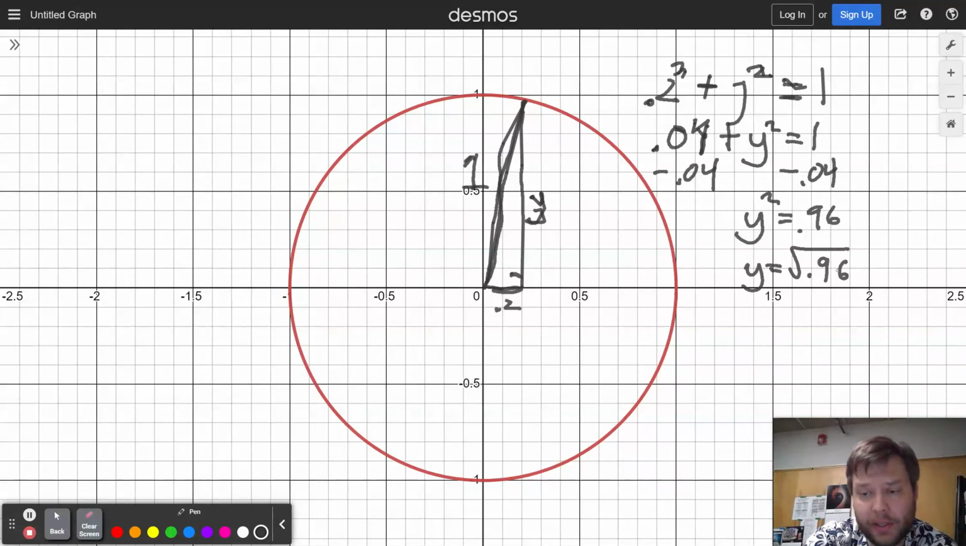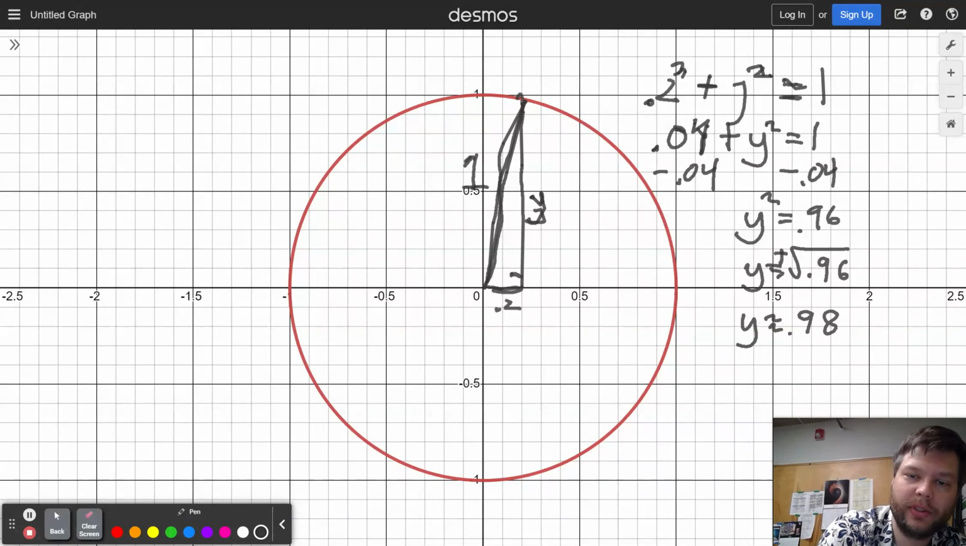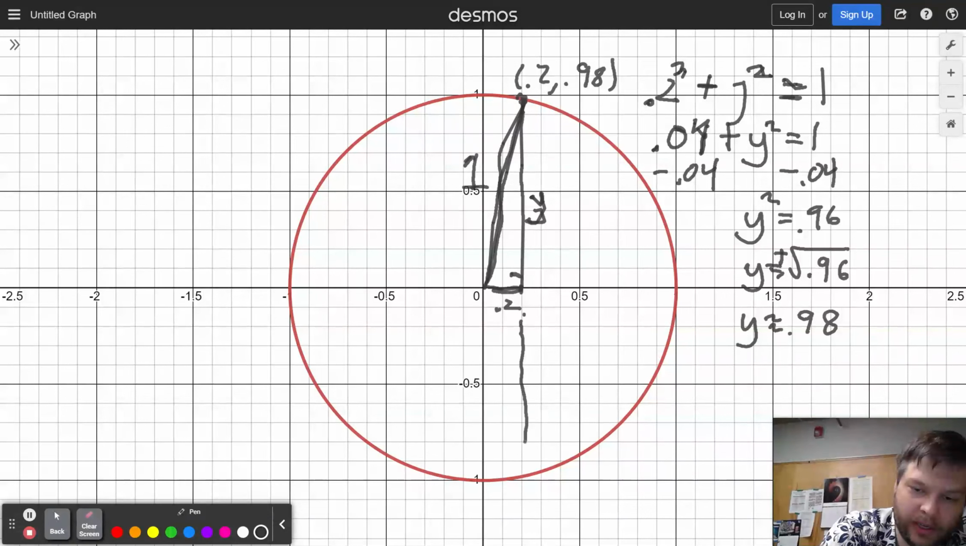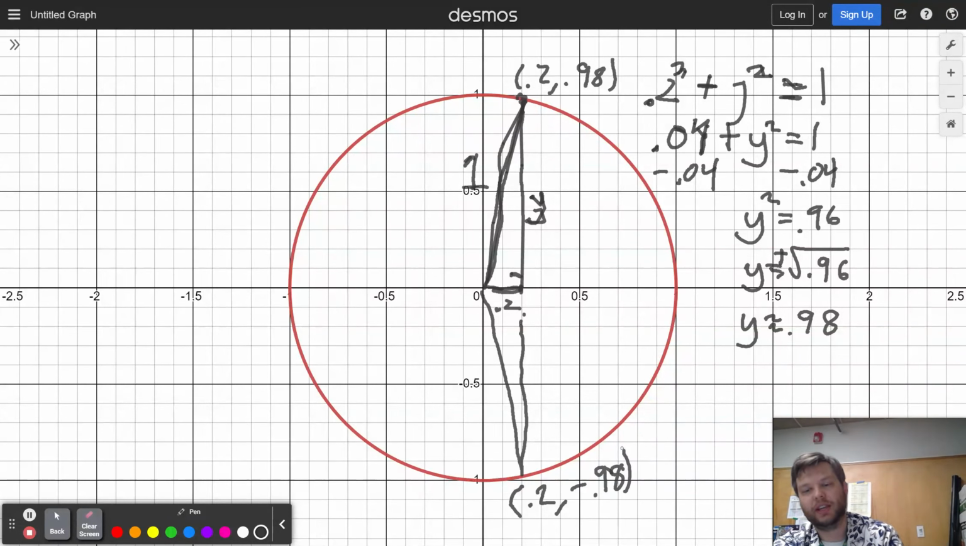And actually, if you think back to earlier, we talked about how if you take a square root, you get a positive and a negative answer. I'll talk about that more in a second. The square root of 0.96 is 0.98-ish. So what we have is y is approximately 0.98. Now, because of the way I drew the triangle, we know that the positive answer is the right one. But the reason it gave me two answers is because there's also this corresponding triangle that I could have drawn down below that also has an x value of 0.2. It just happens to have a negative y value, and that is negative 0.98.